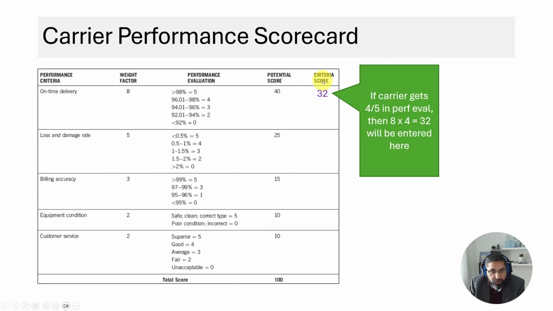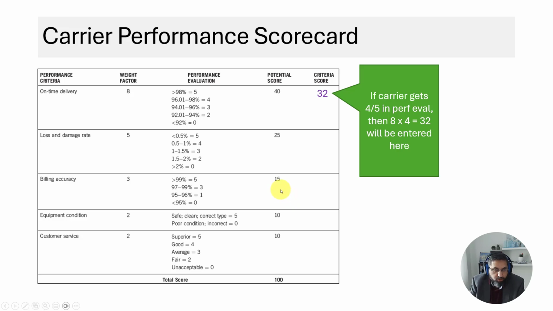And then the achieved score, or the criteria score, is what they actually achieved. If this particular carrier was giving us 97% on-time delivery, we'll give them a 4 on on-time delivery. Then 4 multiplied by 8 gives us 32 as their score on this dimension. Similarly, if they got a 4 in loss and damage, they'll be 5 times 4, or 20, in the second dimension. Let's say they got a 5 in billing accuracy, they'll be 5 times 3, 15 on the third dimension, and so on. And then we add up the criteria score, the last column, to figure out what score they get.